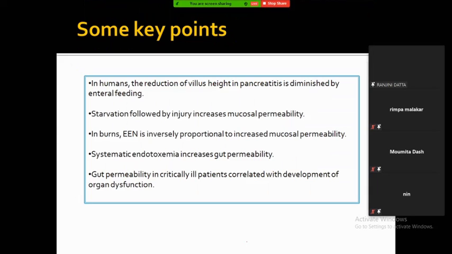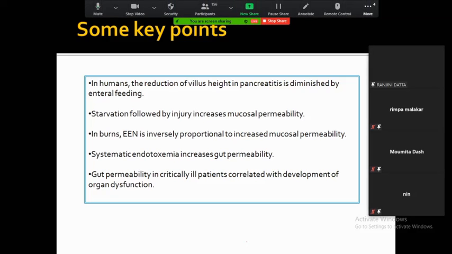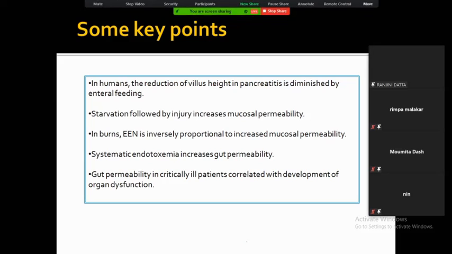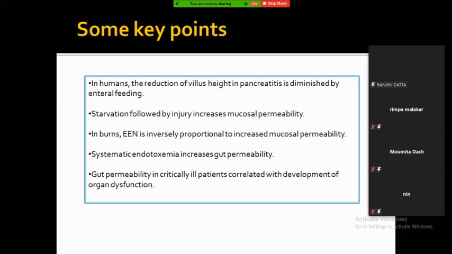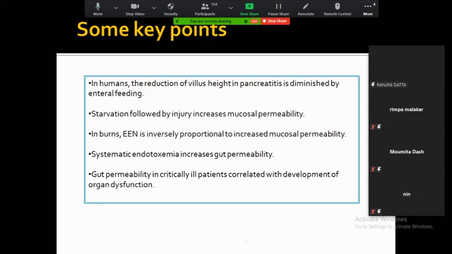Now, a few key pointers from whatever I've been saying till now. Reduction in the villus height, as I was mentioning previously: the pancreatitis patient poses a huge problem for us clinical nutritionists when it comes to feeding. Villus height in pancreatitis is diminished by parenteral feeding. Therefore, to suppress this reduction, we have to go to enteral feeding.